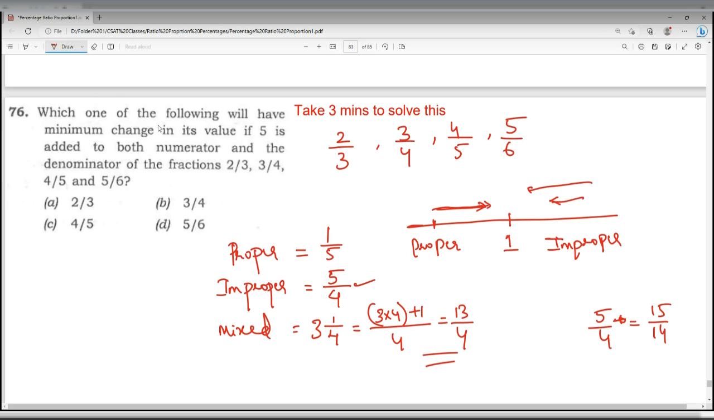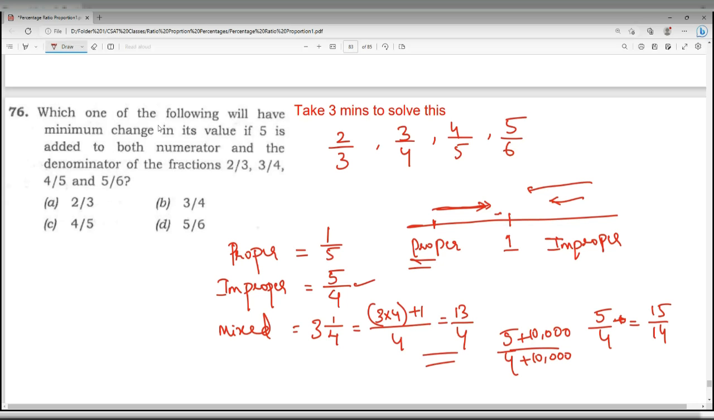So for example, if in 5 by 4 I add 10,000 to the numerator, and again add 10,000 to the denominator, that would be much closer to 1. So the number will decrease. So in this case, all the fractions are proper fractions, and they are adding equal numbers of 5 to both numerator and denominator. So which one would change the least? The one which is closest to 1 would change the least, because it will just move this side.